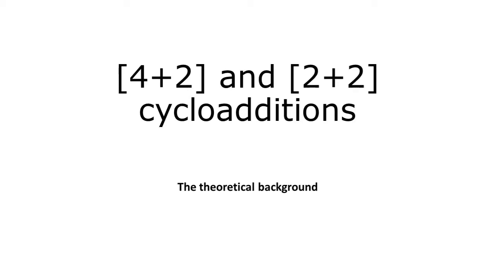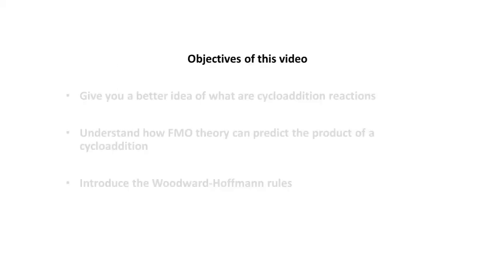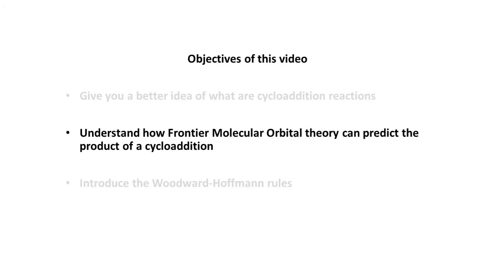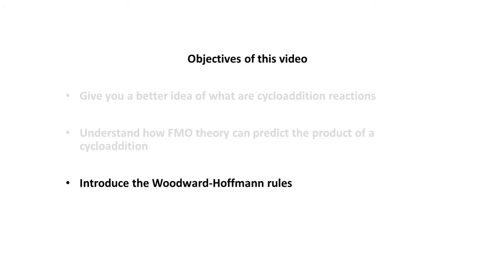In this video, we will learn about 4+2 and 2+2 cycloadditions and how the outcome of these reactions can be predicted using molecular orbital theory. This video has for objectives to make yourself familiar with the cycloaddition reactions, teach you the basis of a theory chemists use to understand this important class of reactions, namely the frontier molecular orbital theory, and introduce yourself to the Woodward-Hoffmann rules.